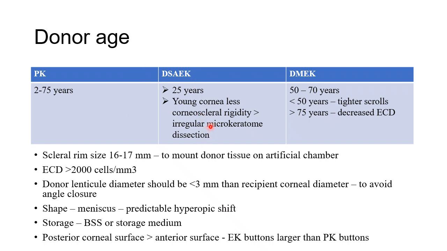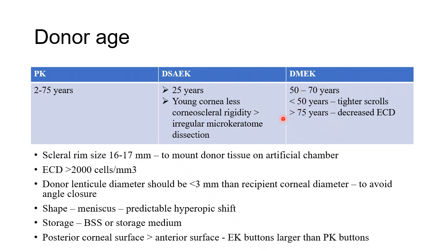This is for DSEK. For DMEK, the donor lenticule is still thinner. It is made up of only the Descemet membrane and the endothelium. So the age is still more, above 50 years. But of course, there has to be an upper limit because at very extreme advanced age, the endothelial cell count would be less, and again, that would defeat the purpose. So preferably above 50, but less than 70 years of age.